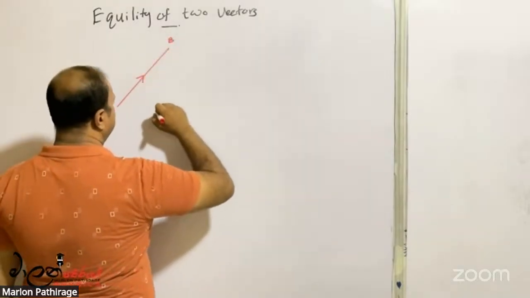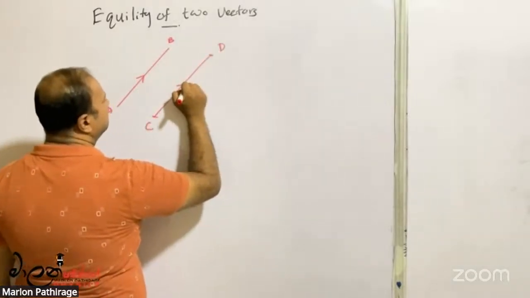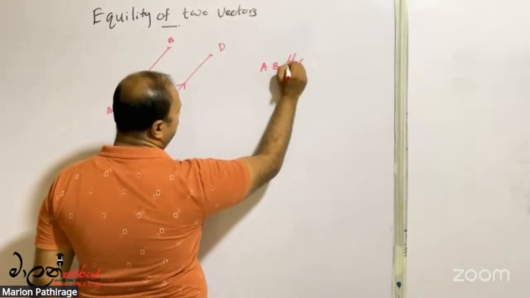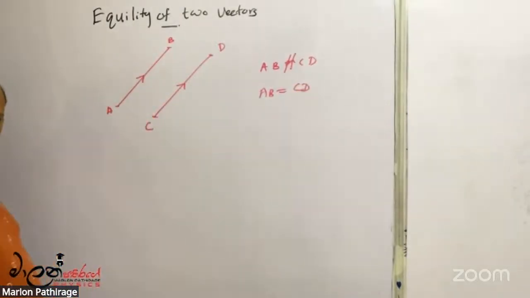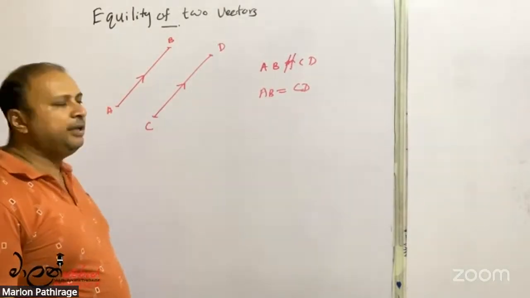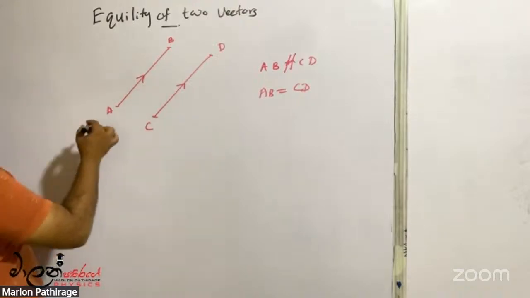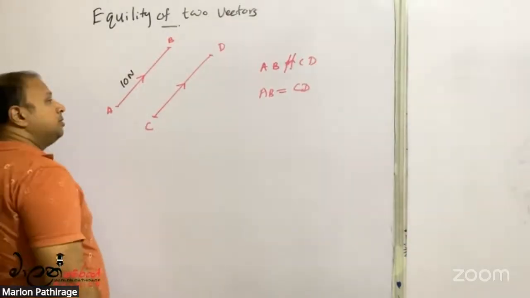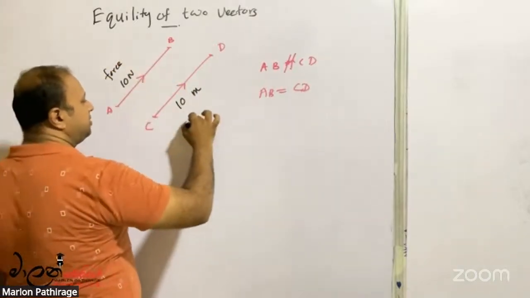A B, C, D. Suppose AB is parallel to CD and AB is equal to CD. That means they are parallel to each other and equal in magnitude. Direction is also equal. Then this one represents 10 Newton. This is a force. This one represents 10 meters. This is a displacement.